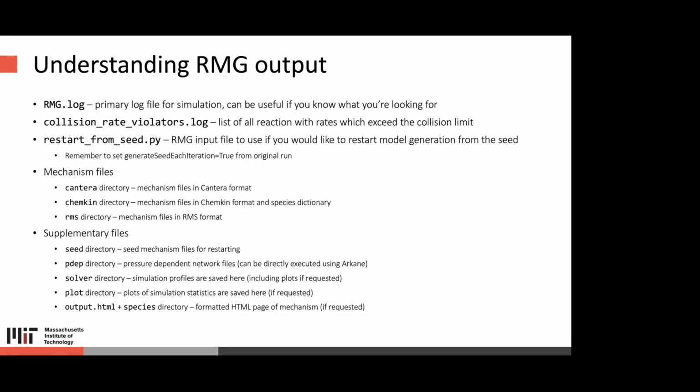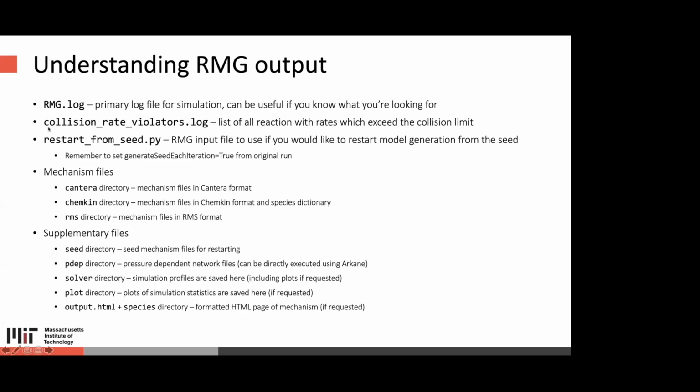So, understanding the RMG output. After you run the super minimal example, you will get a list of the folders and some files generated. If you look at the RMG.log, which is the primary log file for the simulation, it will print out all the warnings, exceptions, and error messages that you have during your model generation. It could be useful if you know what you're looking for. And it will basically show the total history of how the core was constructed.